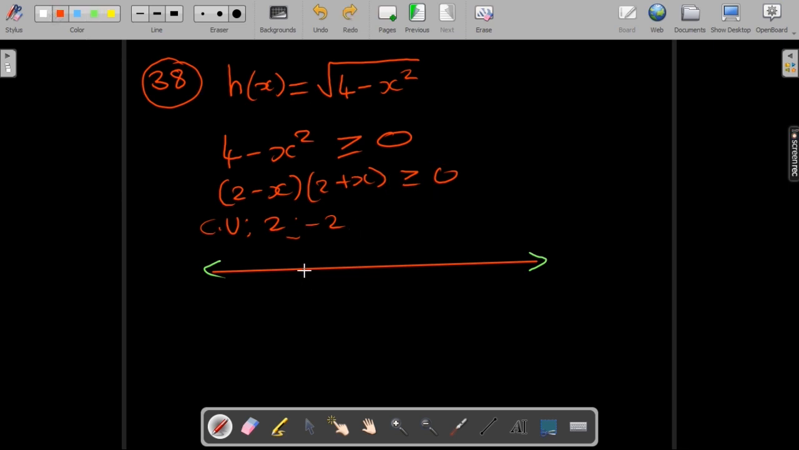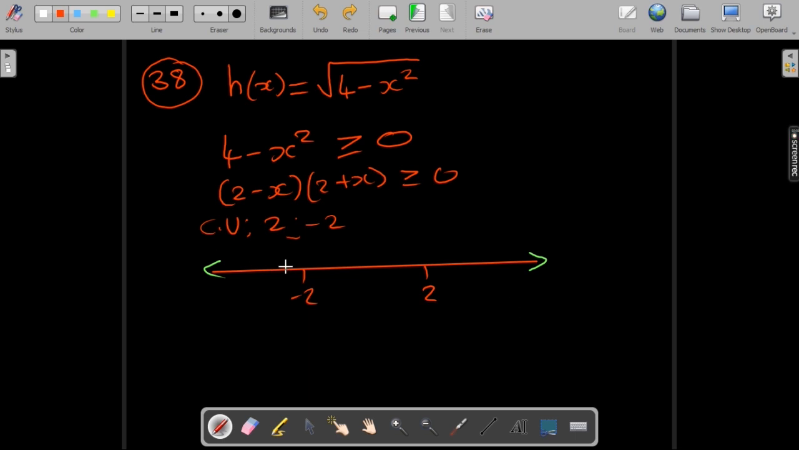So let's assess these points, at minus 2 and 2. We're going to check the region to the left of minus 2, the region in between the two numbers, as well as the region which is to the right of 2. By picking a single number in each of these regions, we can decide whether those numbers will lead to a positive or negative result.